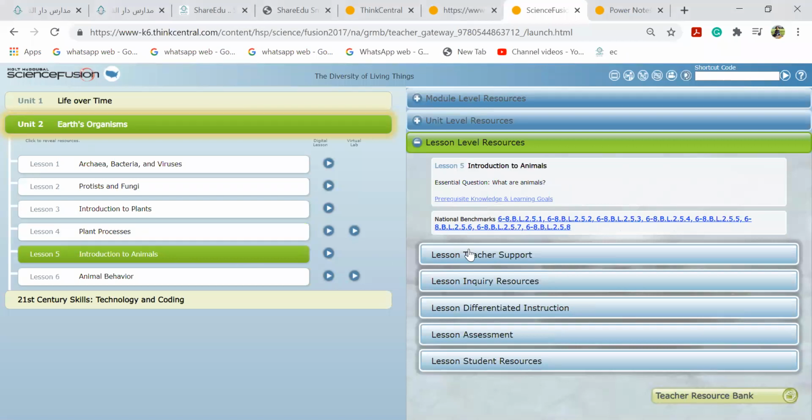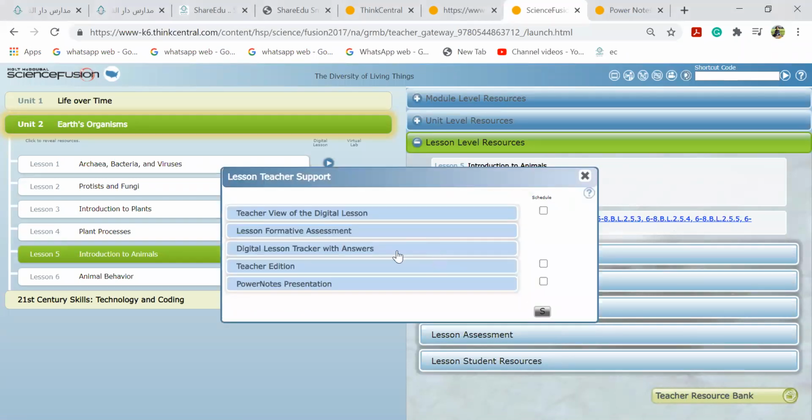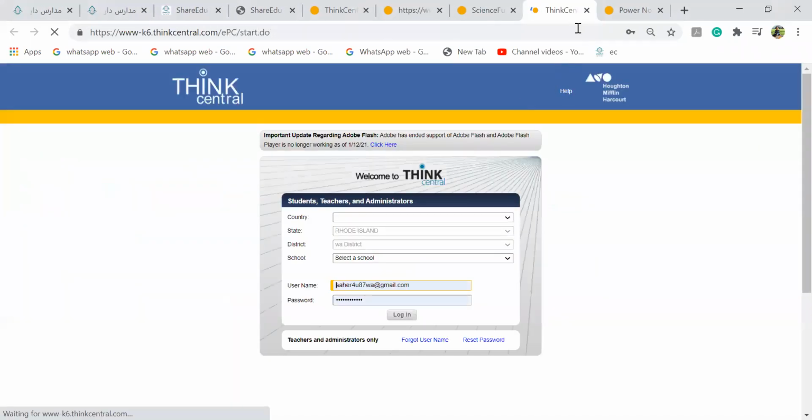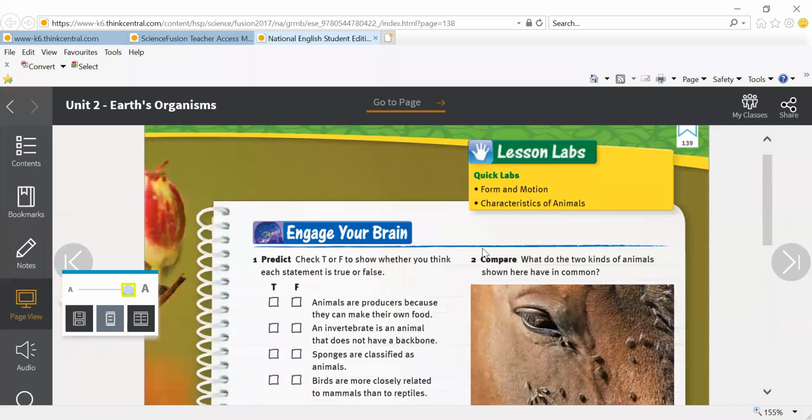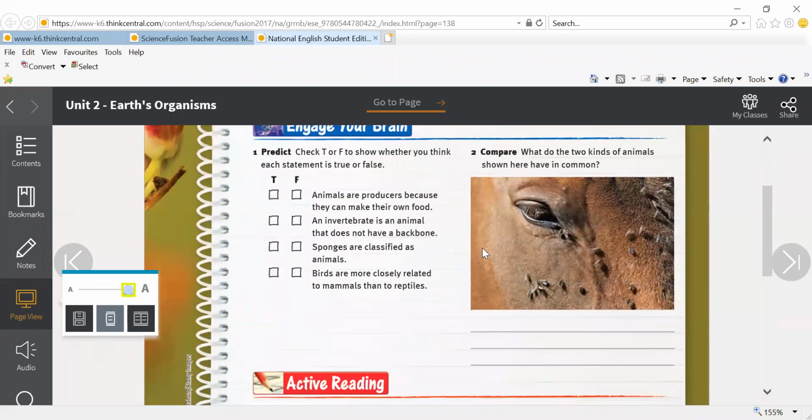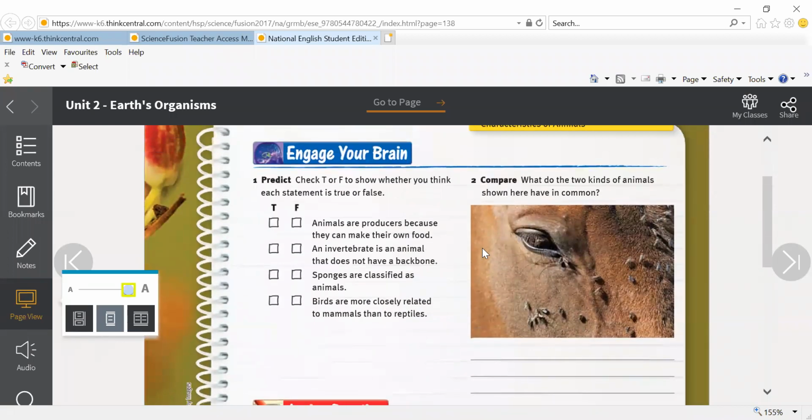Let us begin with the next lesson, girls. That is Introduction to Animals. God knows what happened to Tin Central. Wait a minute. Let me pause here. So we'll continue with the new lesson, that is Introduction to Animals.